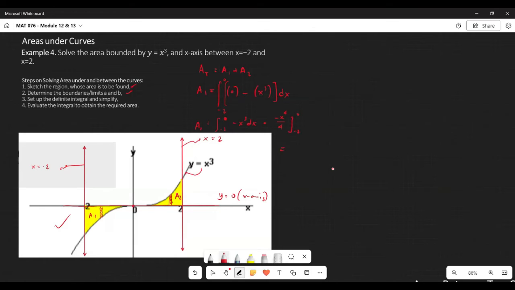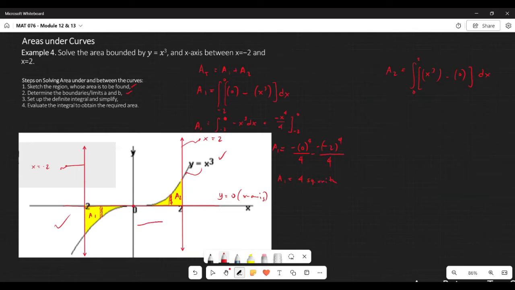So, substitute lang natin yung values. So, A1 is equal to 0 raised to 4 over 4 minus -2 raised to 4 over 4. So, A1 natin is equal to 4 square units. For our area 2 or A sub 2 natin, A sub 2 is equal to integral of, dito naman tayo sa right side, yung y upper natin is yung x cube na. Okay? Minus yung y lower natin na 0 o yung sa x-axis. Then dx from 0 to positive 2 naman.